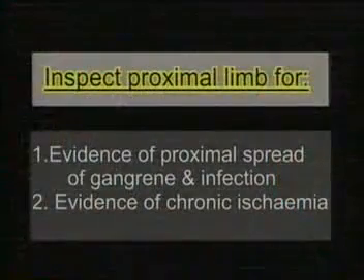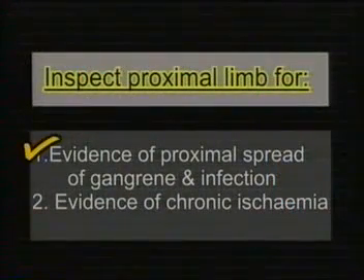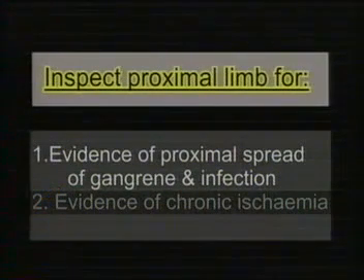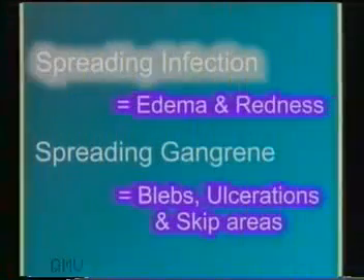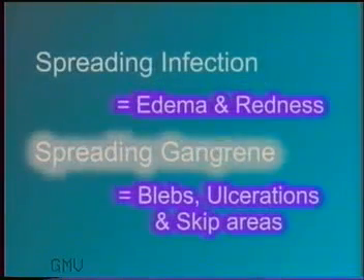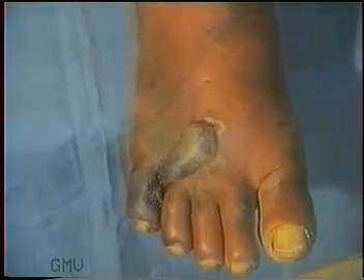Now inspect the proximal limb for evidence of proximal spread of gangrene and infection, and for evidence of chronic ischemia. First, we look for proximal spread of the gangrene. Presence of redness and edema in the proximal skin suggests active infection as in a wet gangrene. The skin may show blebs, ulceration and black colored skip areas suggesting proximal spread of the gangrene. This bleb proximal to the gangrenous toe indicates a spreading gangrene.